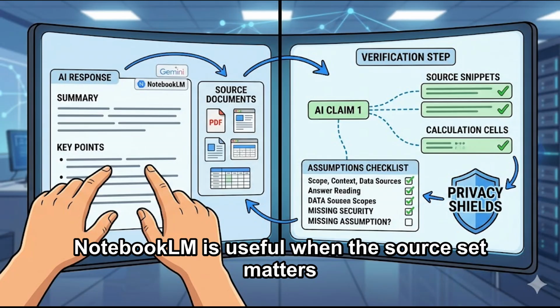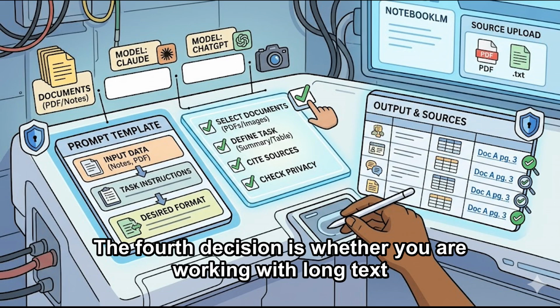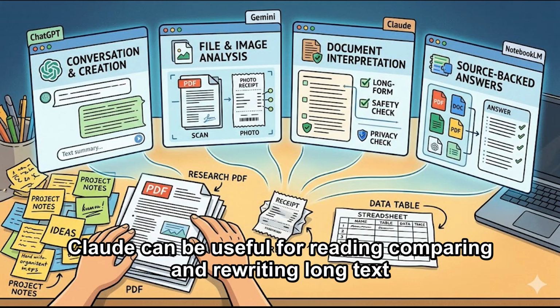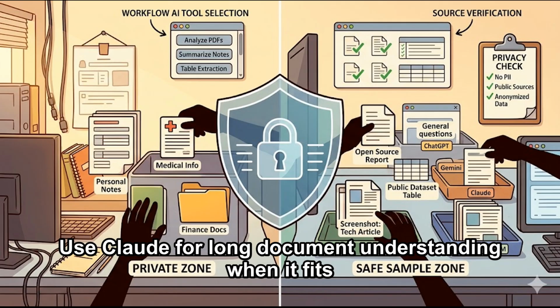The fourth decision is whether you are working with long text. Claude's Help Center lists common document upload support and gives guidance for PDFs. Claude can be useful for reading, comparing, and rewriting long text. But it still has usage limits and the output still needs review. So the fourth rule is this. Use Claude for long document understanding when it fits. But do not let it invent certainty around dates, numbers, or missing details.